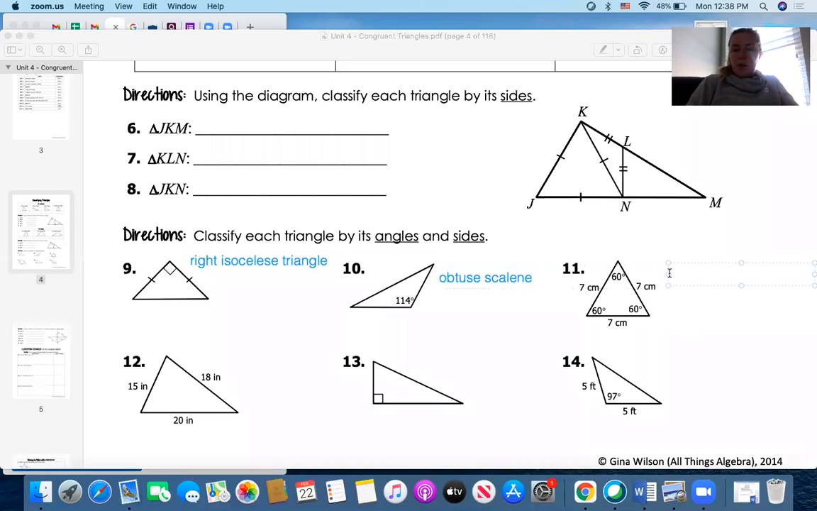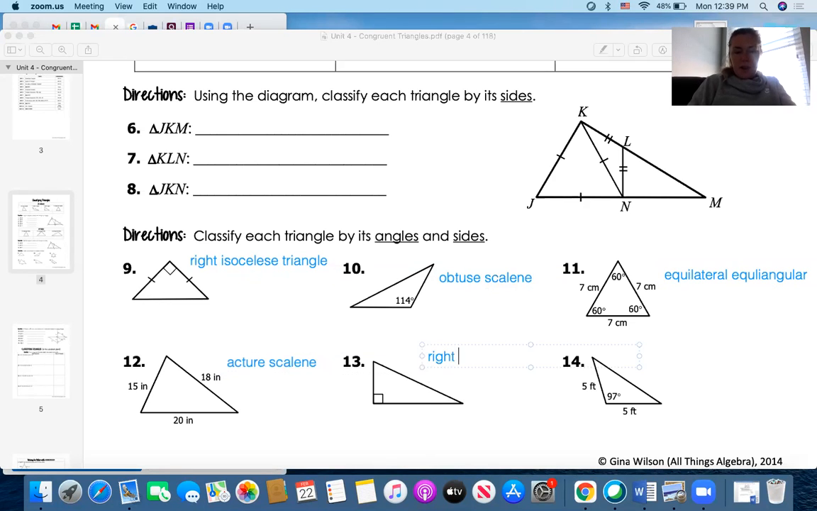This one right here, we know that all of the sides are the same and all of the angles are the same. So we have an equilateral, and equiangular. I think that looks a little better. This one right here, all of the angles are small, so this is an acute, and we don't know anything about the sides, so we'll call it scaling.